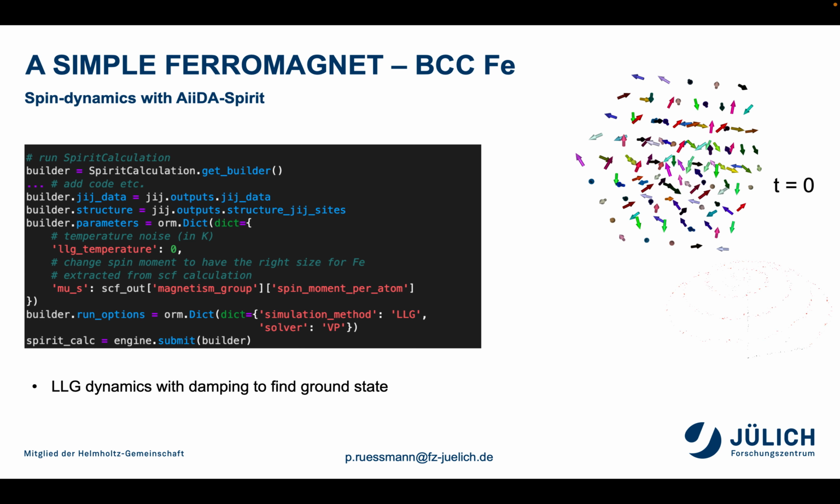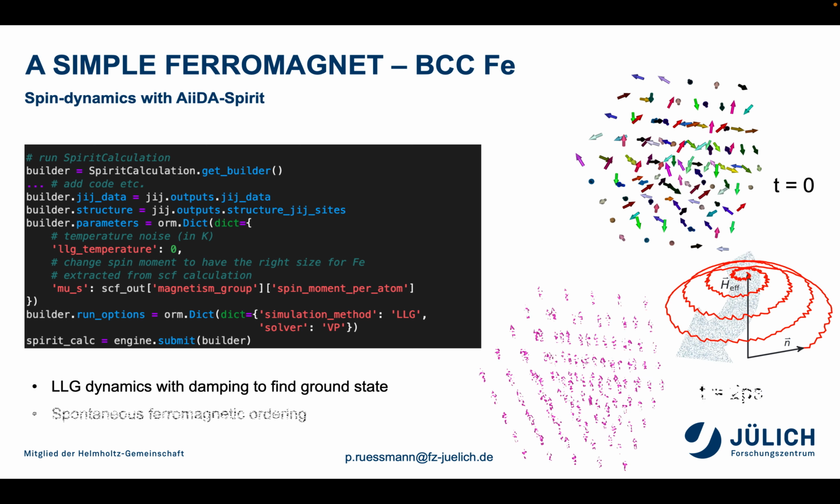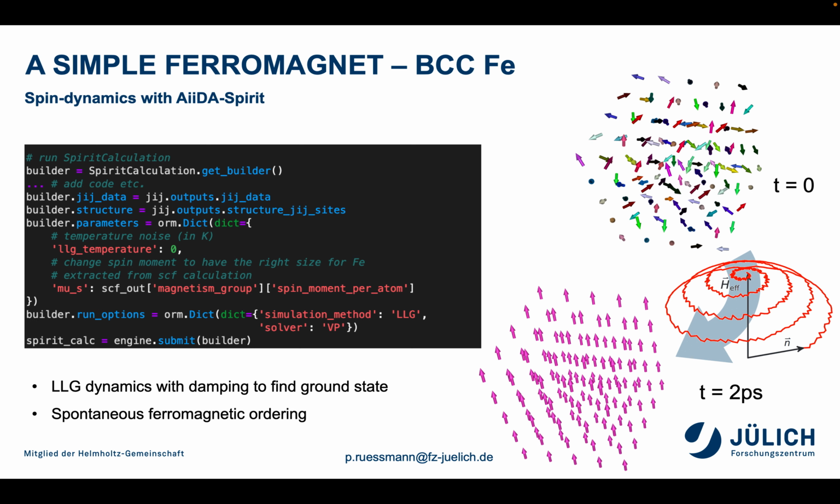We then go on and let the LLG dynamics evolve, so all the spins will start to precess around their local effective magnetic field. And if we wait for some time, all these spins will reach a steady state. And as you see here on the lower right hand side, the result is just a ferromagnetic ordering of all the spins in this simulation cell. So we have recovered the ferromagnetic ground state of iron and the ferromagnetic ordering of this simple ferromagnet.